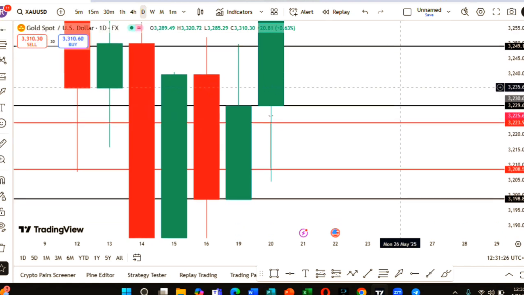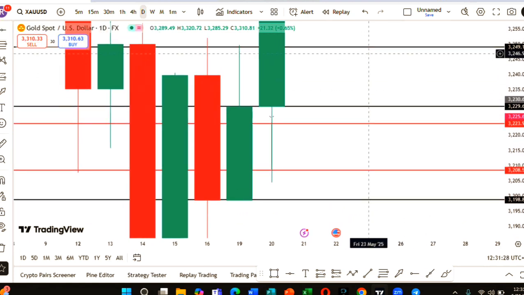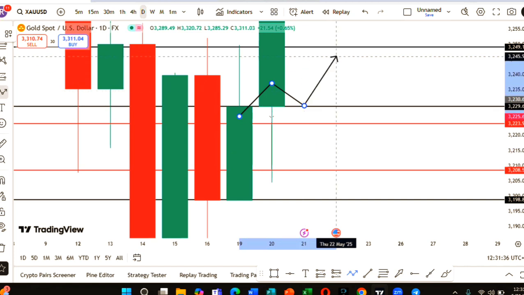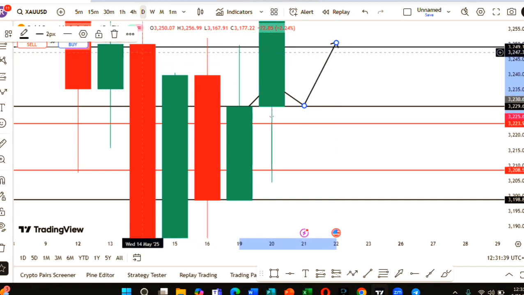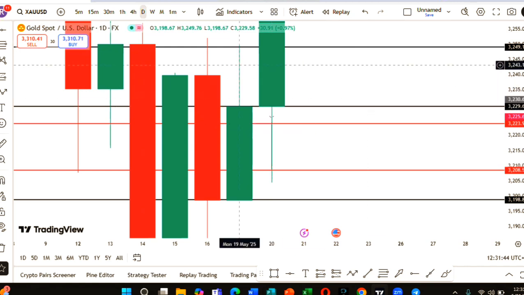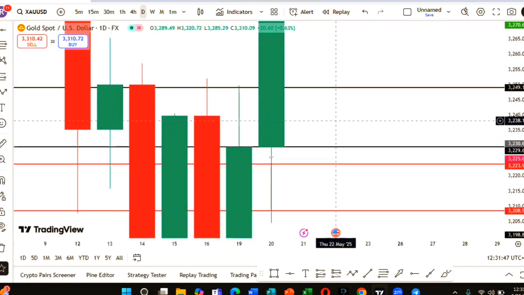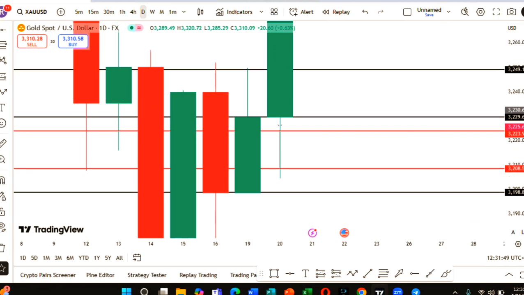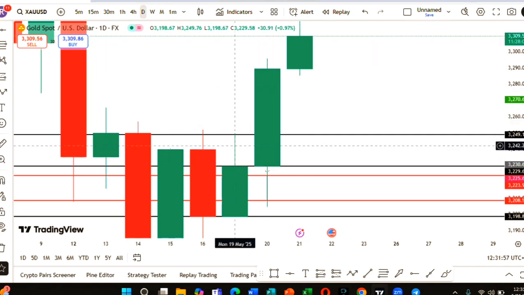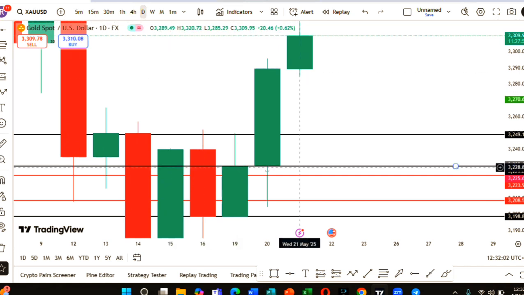So we are looking for the market to either break the previous day's close and retest, then continue with the bullish move to the upside. That's our anticipation of yesterday's candle. In this case, for me, this is the close, this is the high and this is the low. We're looking forward to buy the next day when we have a retest.